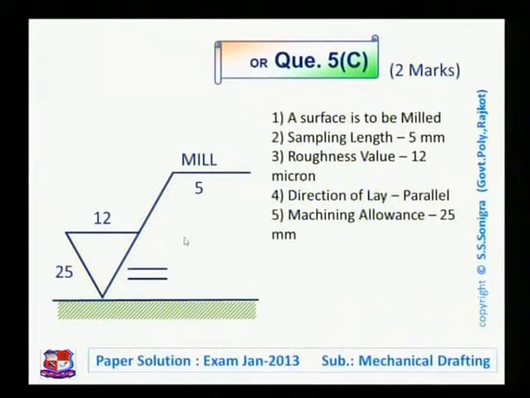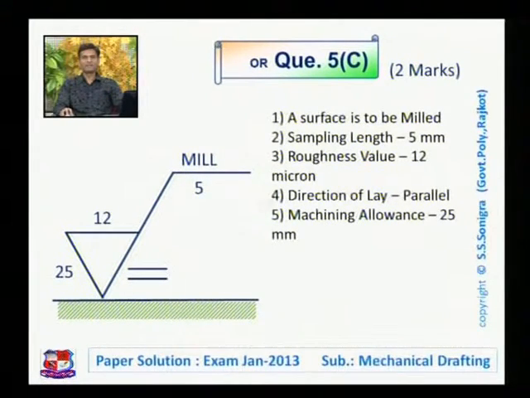This is the example of the given symbol. If it is written like this, mill, 5, 12, 25 and parallel. So 1 means a surface is to be milled. Here mill is written. It means that the surface is prepared with the help of milling operation. Here 5 is written. It means that the sampling length is taken as 5 mm. Number 3, here 12 is written. It means that the roughness value of this surface is 12 micron.